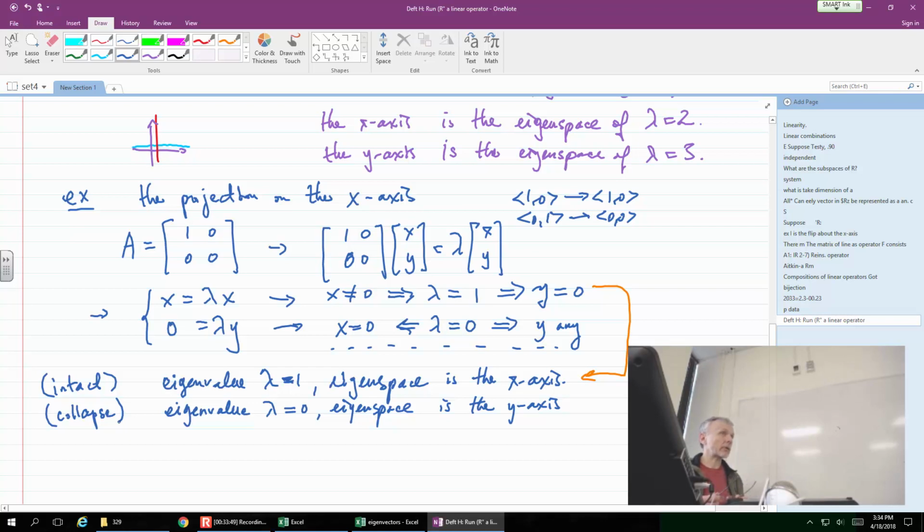And if we look at it, it works out. If you take any vertical vector, it goes to 0, right? Every vertical vector, not 0 necessarily. So what does it mean? It means that every vertical vector is multiplied by 0. That's the definition of eigenvector and eigenvalue.